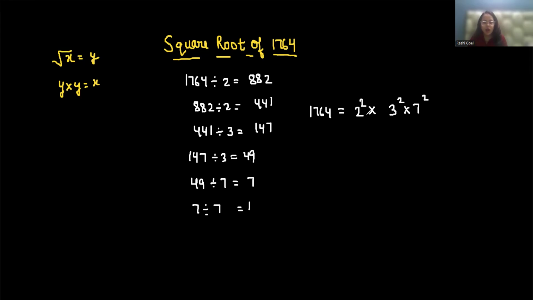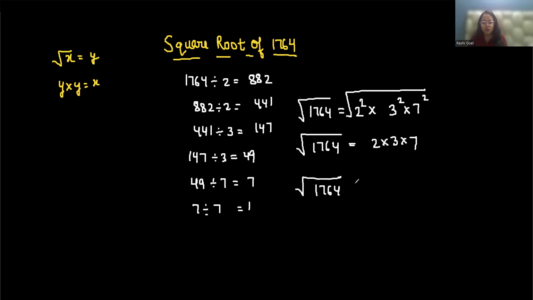Now taking the square root, 1764's square root is equal to 2 times 3 times 7, which is equal to 42.